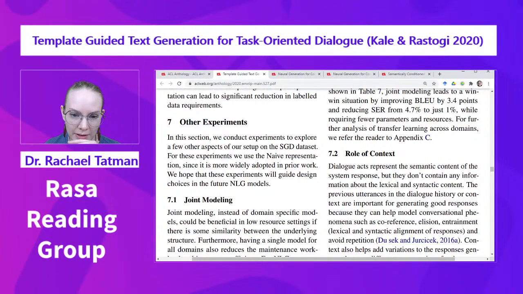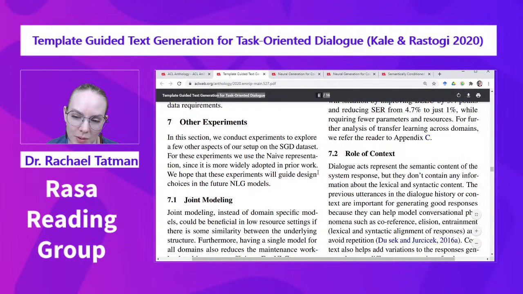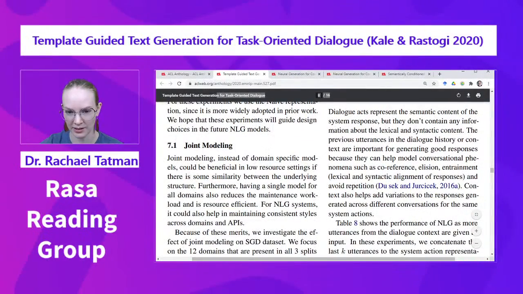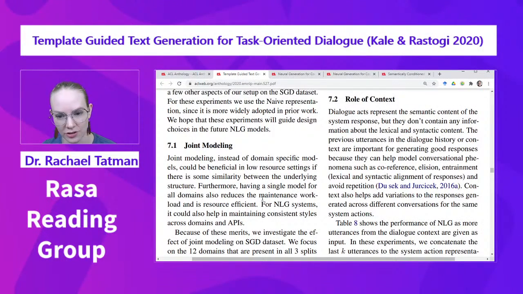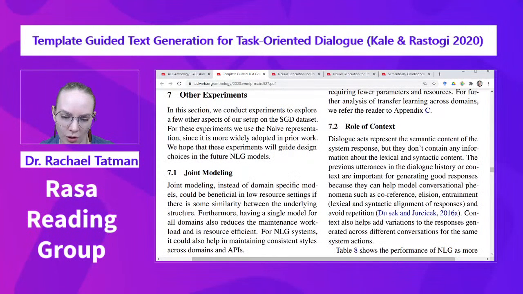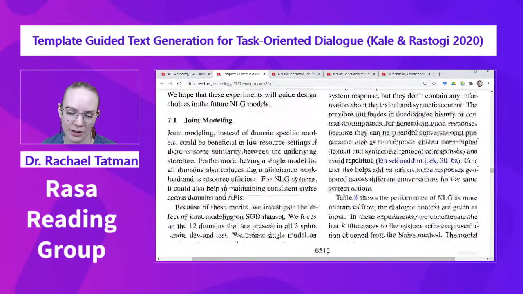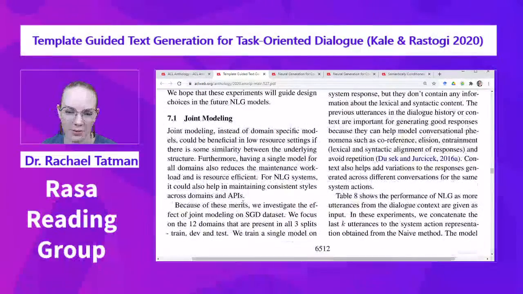In this section, we conduct experiments to explore a few other aspects of our setup on the SGD dataset. For these experiments, we use naive representation since it is more widely adopted in prior work. We hope that these experiments will guide design choices in future NLG models. Joint modeling, instead of domain-specific models, could be beneficial in low resource settings if there is some similarity between the underlying structures. Furthermore, having a single model for all domains also reduces the maintenance workload and is resource efficient. For NLG systems, it could also help to design and maintain consistent styles across domains and APIs.